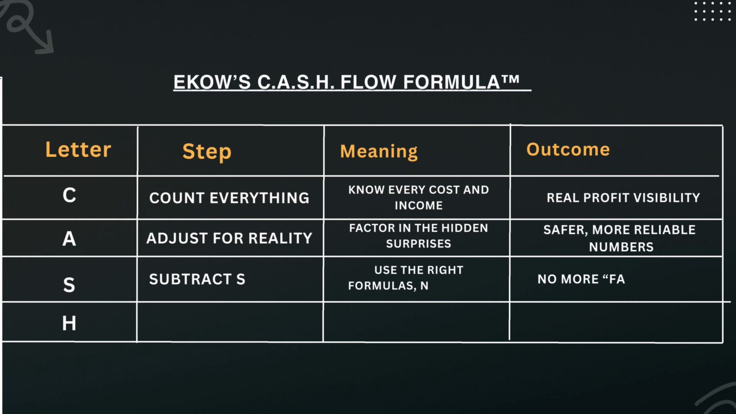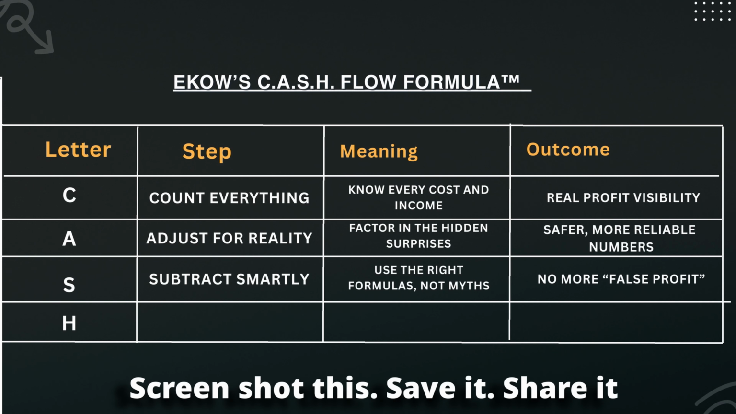S, subtract smartly. Use NOI, not just rent minus bond. NOI equals revenue minus operating expenses. Cash flow equals NOI minus bond. Exclude depreciation, tax write-offs, and emotions.